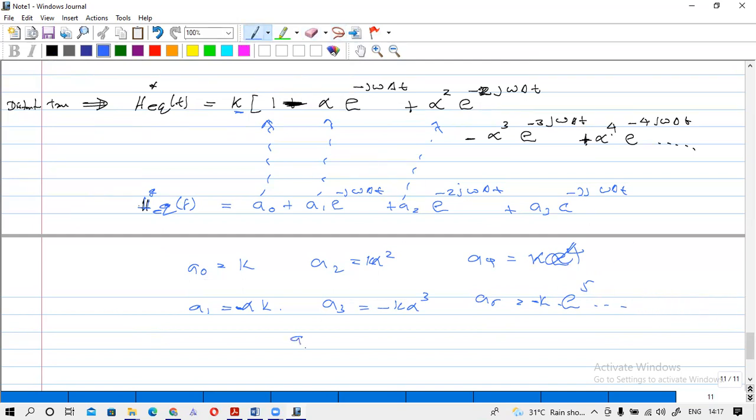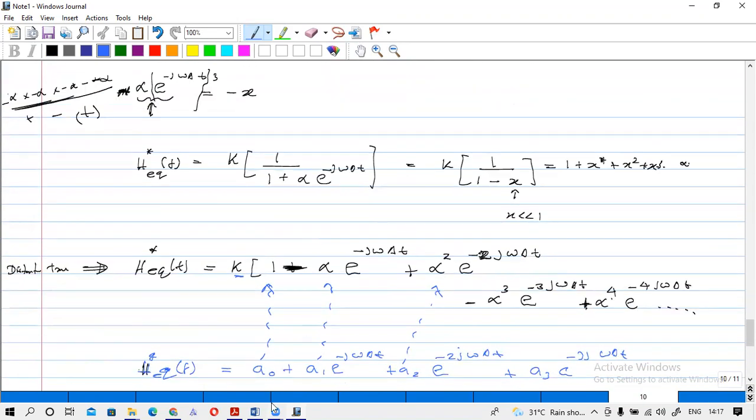So we will have an, I don't know, plus or minus k alpha n, correct? So likewise, we can find the coefficients in order to have a distortionless transmission. So these coefficients are for distortionless transmission. I hope you have gotten an idea.